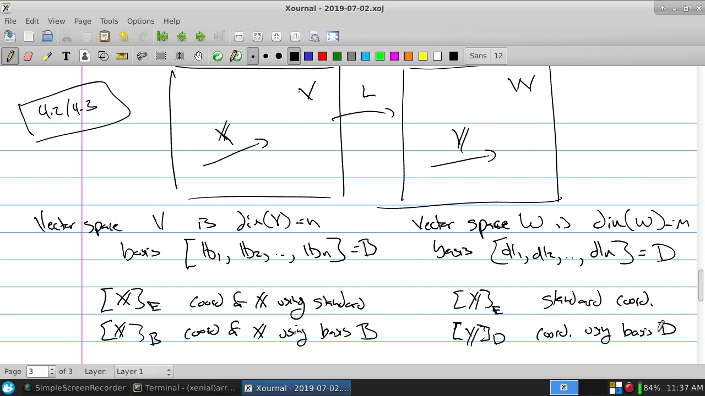Now, there's one thing when we talk about the word standard. What were the standard coordinates of a vector space? That would be what? 1, 0, 0, 0, 1, 0, 0, 0, 1. But how many of them are there? N. It's the identity that's square, N by N. What about this space? It's the identity that's M by M.